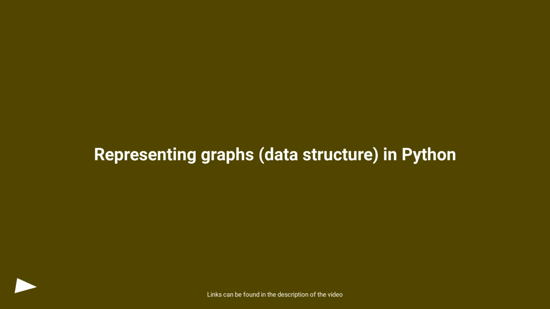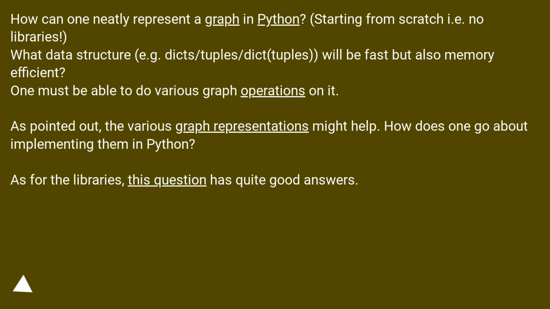Representing graphs, data structure, in Python. How can one neatly represent a graph in Python? Starting from scratch, i.e. no libraries, what data structure, for example dict/tuples/dict tuples, will be fast but also memory efficient? One must be able to do various graph operations on it.